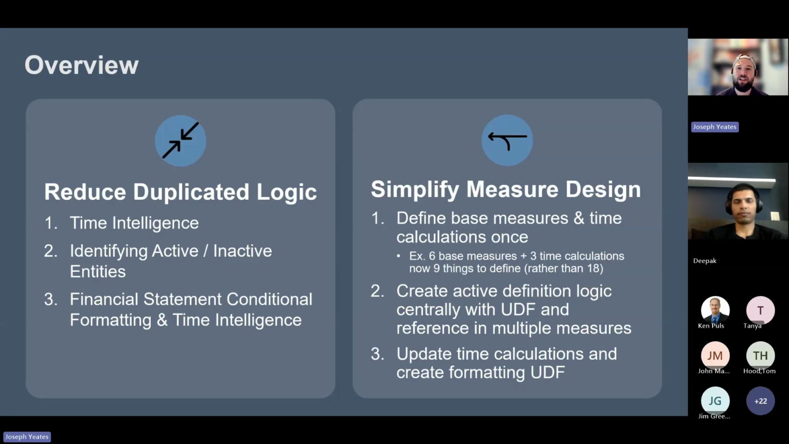And we're going to do this by creating our definition of what active is for our report. We're going to define that logic centrally with the user-defined function, and then we can use that function and reference that centralized logic in multiple different measures.